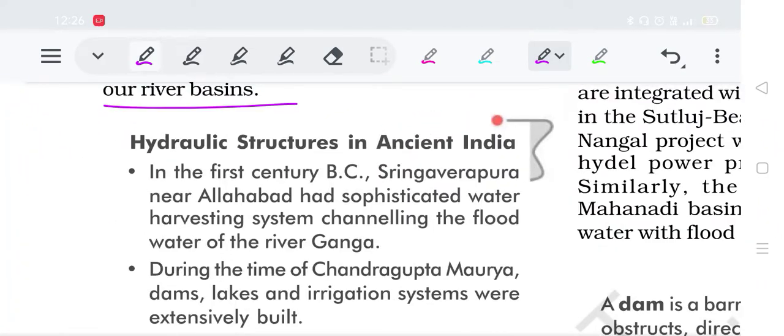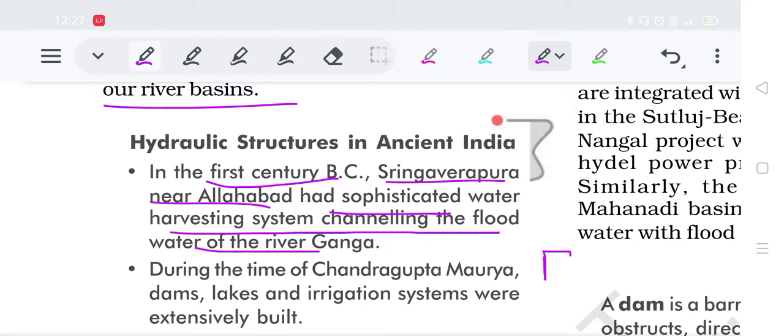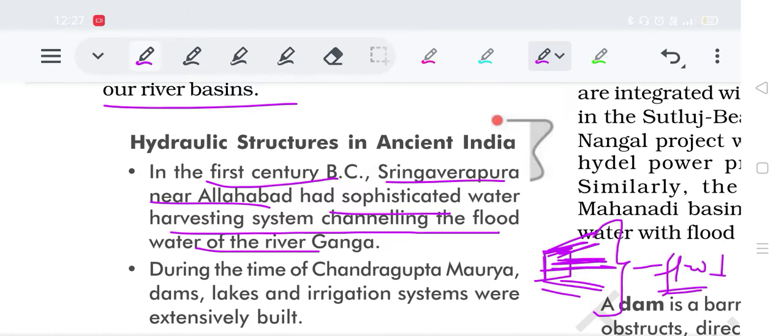So, hydraulic structures in ancient times. In the first century BC, Sringaverapura, please, if my pronunciation is wrong, don't mind it, near Allahabad had a sophisticated water harvesting system channeling the flood water from the Ganga river. For example, this is Ganga. They have channelized it, broken it into many channels so as to reduce the flow of water, and they used it for irrigation.